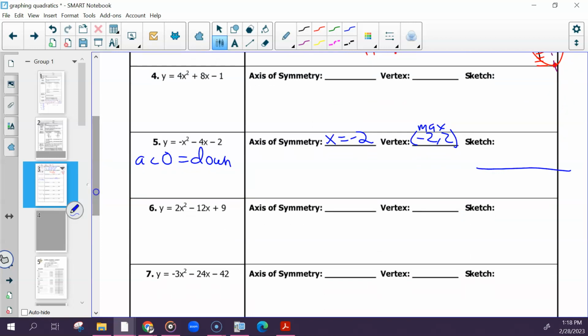So you could do your rough sketch now. Plot your point at negative 2, 2. It goes up, right? No, down. Yes, it does go down. Draw in your axis of symmetry at negative 2. And then draw your parabola facing down.